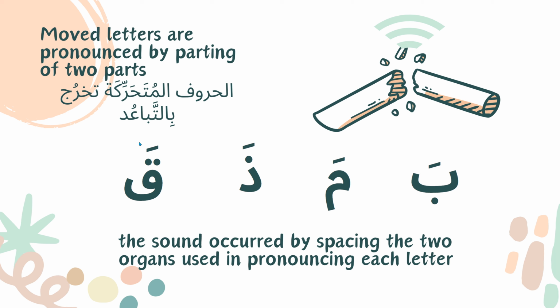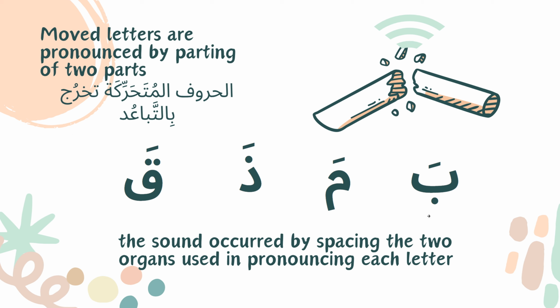الحروف المتحركة تخرج بالتباعد. Okay? Like we did mention this, and I gave an example of the paper. When I tore the paper apart, you hear a voice. Why is this? Because they are parting. They are moving away from each other, the two parts. And it's the same with the moved letters. They are pronounced by parting of two parts.